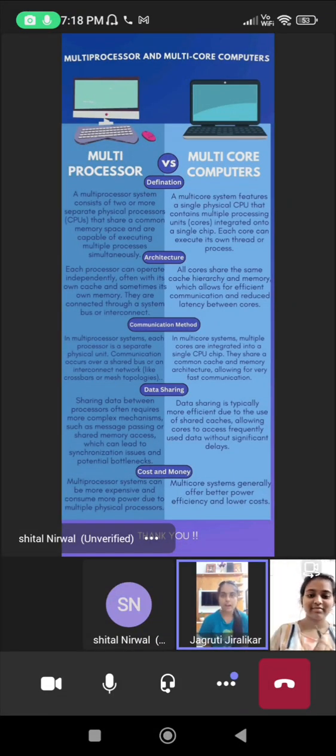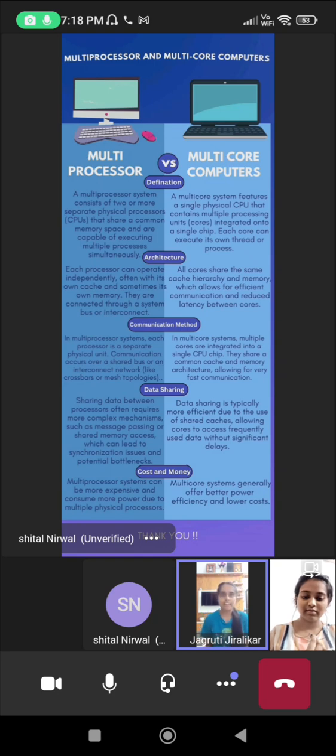Our topic is about multiprocessor and multi-core computers. Here we are all excited to discuss a fundamental topic in the world of computing, multiprocessor and multi-core computer systems. I am Jagruti Jiralikar and my group members are Saishwari and Shital.